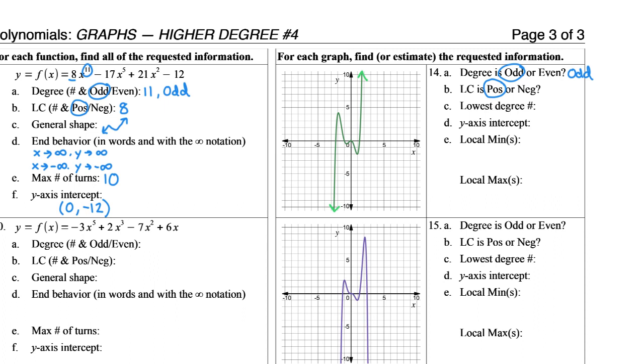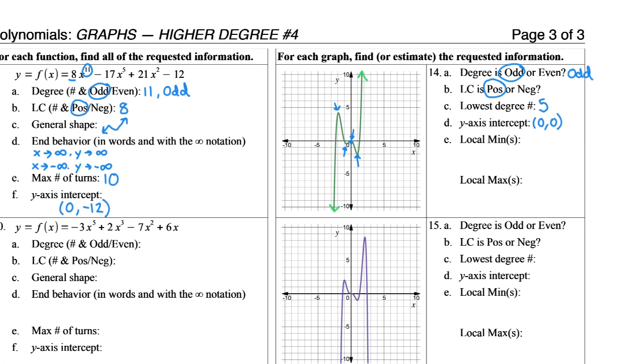How many turns do we have here? Let's see. 1, 2, 3, 4. So we have 4 turns, so that means it has to be at least 5th degree. Our y-axis intercept appears to be right there at 0. So I'm going to say that that's at 0, 0.